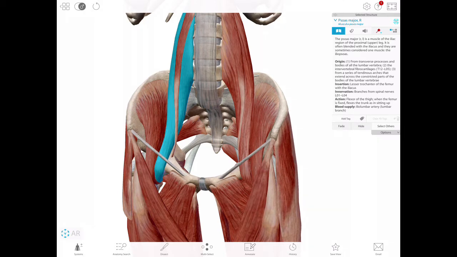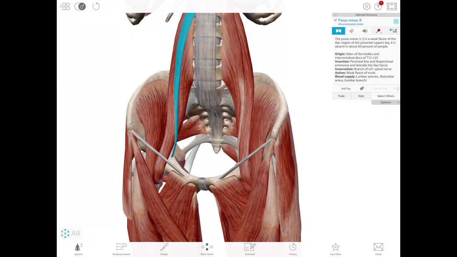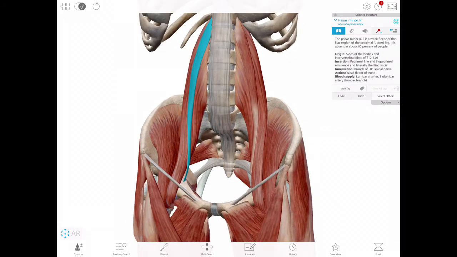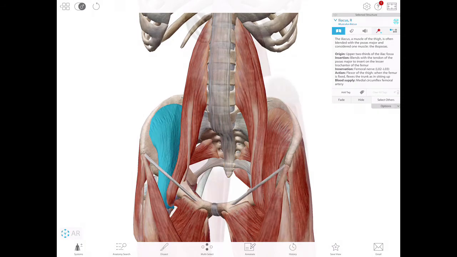I'd like to point out the psoas minor as well. This is not part of the iliopsoas muscle group, but this also assists in hip flexion. It's a weaker flexor of the trunk. So all three of these muscles help with hip flexion.